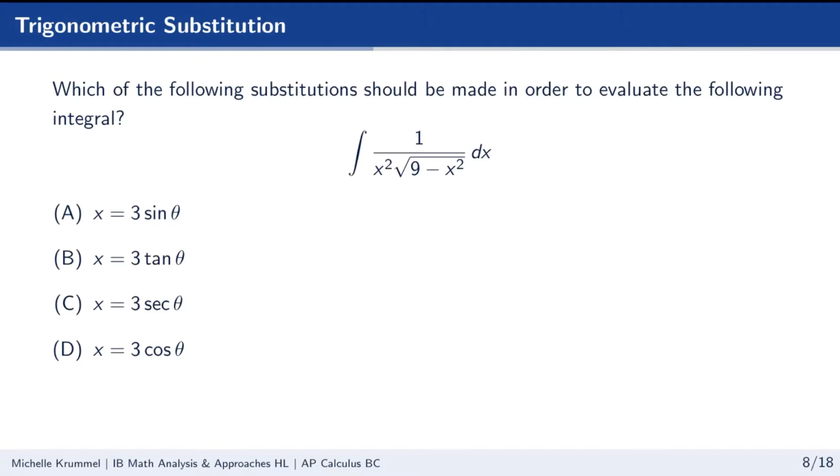Which of the following substitutions should we make to evaluate the following integral? Here we've got 9 is a constant, so that's the a squared. And then the variable x squared is the u squared. So we have the square root of a squared minus u squared. When you have that form, you're going to make a sine substitution.